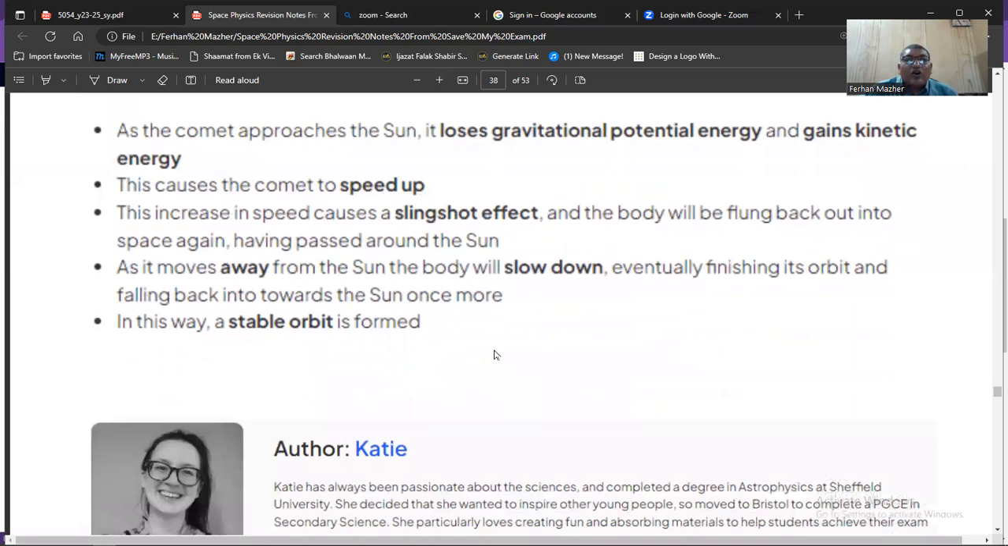Okay. As the comet approaches the sun, it loses gravitational potential energy and gains kinetic energy. This causes the comet to speed up. This increase in speed causes a slingshot effect, and the body will be flung back out into space again, having passed around the sun. As it moves away from the sun, the body will slow down, eventually finishing its orbit and falling back towards the sun once more.